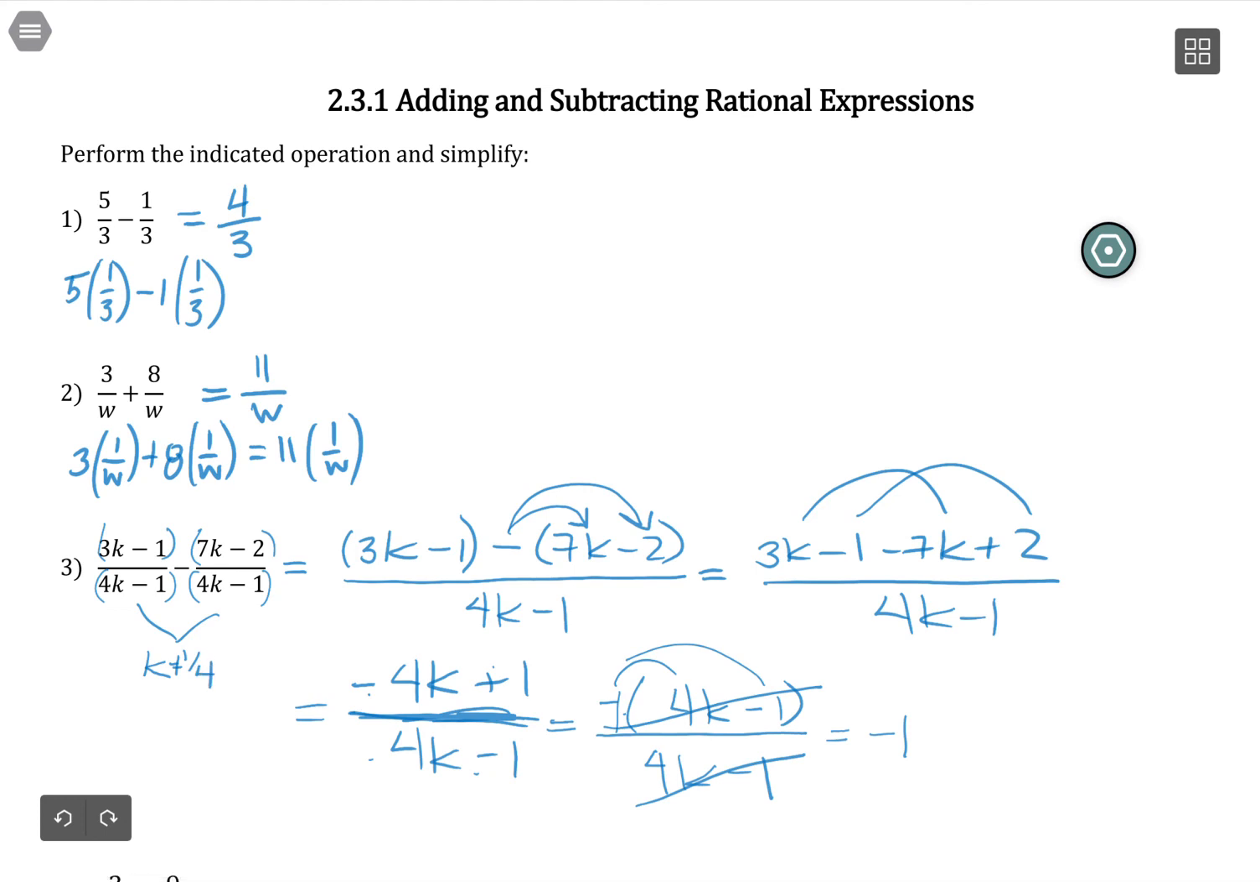But for any other k, what this is telling me is you plug in any number but 1/4, that subtraction problem is always going to give you negative 1. Unless you pick the bad k, you're always going to get negative 1 out of that. Okay, so that's how it looks for fractions that already have a common denominator. Next, we'll look at fractions that do not, and that's where this gets a little challenging.